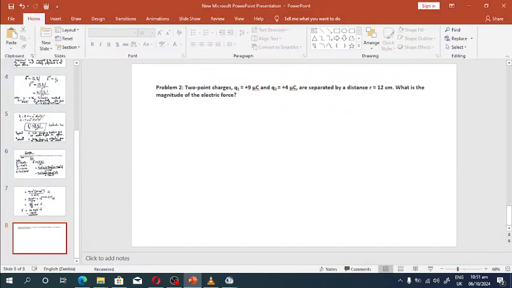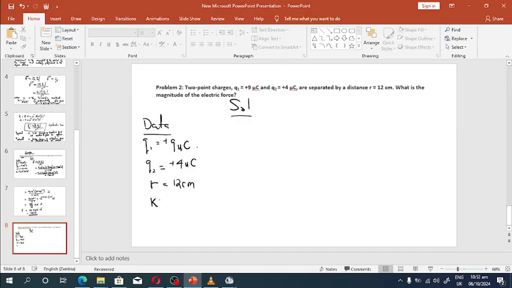On our second example, we are going to do the same thing. We are going to collect data. Of the data that we have, two point charges: Q1 is a positive 9 microcoulombs, Q2 is a positive 4 microcoulombs, and the separating distance R is 12 centimeters. What is the magnitude of the electric force?